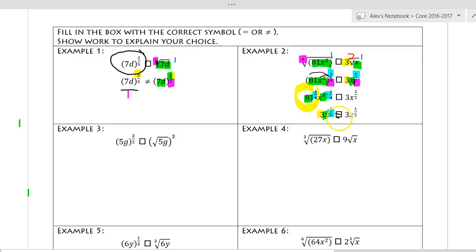Now I can see that these things are equal. An equal sign should go in there. Okay. So those two are equal.